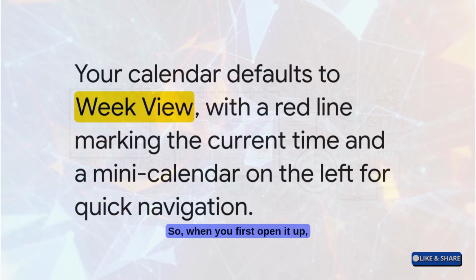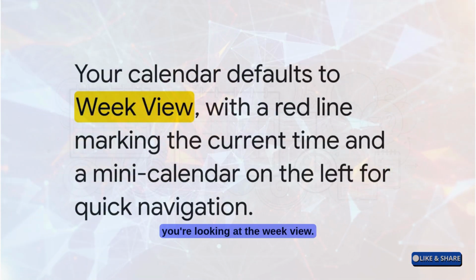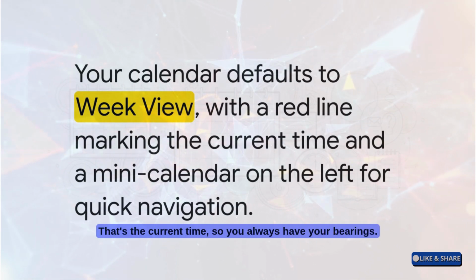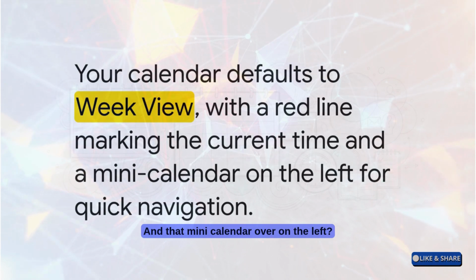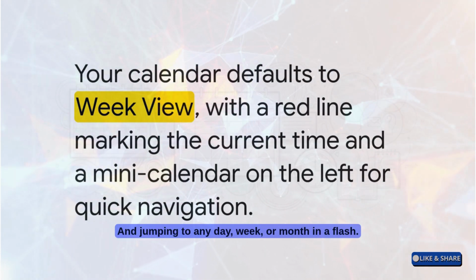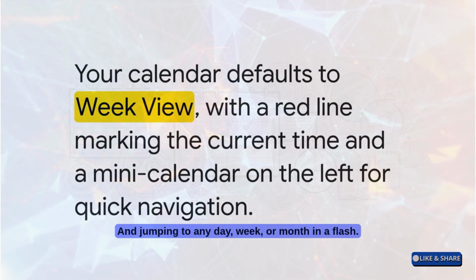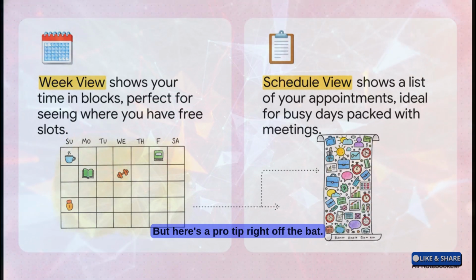So when you first open it up, you're looking at the week view. See that little red line right there? That's the current time, so you always have your bearings. And that mini calendar over on the left, that's your best friend for jumping to any day, week, or month in a flash. But here's a pro tip right off the bat.